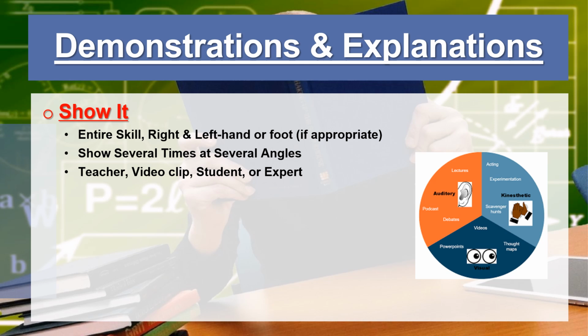First of all, the demonstration is to show it. So we want to show the entire skill. We want to go right-handed and left-handed, or right-footed and left-footed if appropriate, and we probably want to use the terminology dominant hand, non-dominant hand, so we're not saying right and left, especially if we have a lefty there. So remember those terms, and then you might even talk about bilateral and bring in your kinesthetic terms here. You'll want to show the skill several times at several angles.